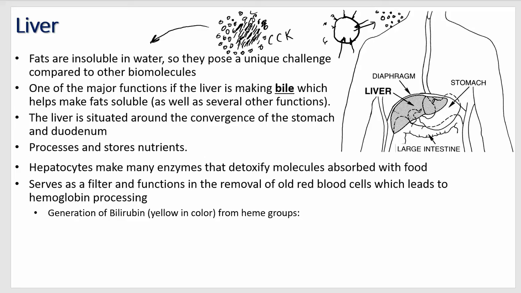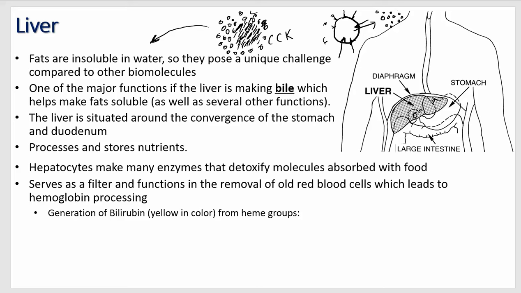It's situated around the convergence of the stomach and the duodenum. If you can imagine, this is the stomach here, and the duodenum is in this area. The liver sits, well, that's the gallbladder there. But the liver sits right here where the stomach empties into, that's the large intestine, but where the stomach enters into the duodenum, into the small intestine.